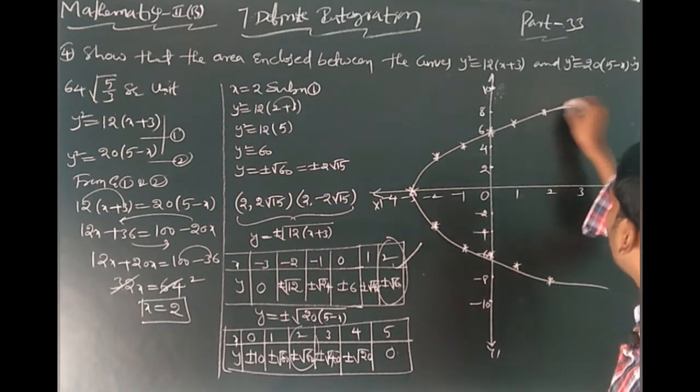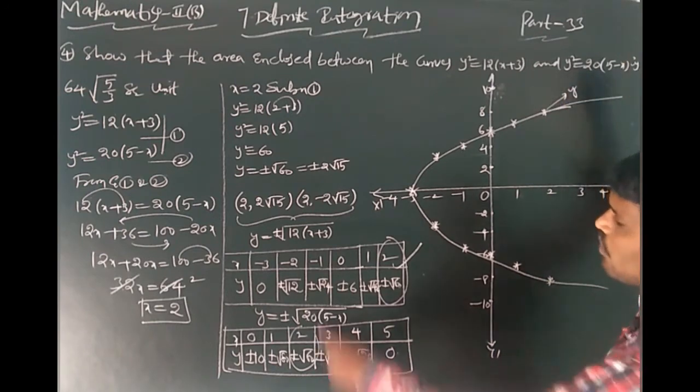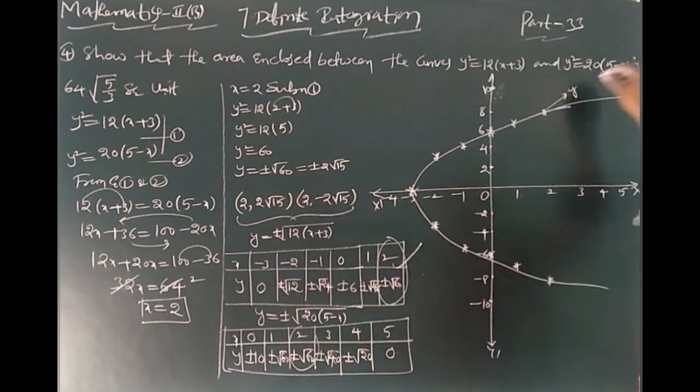What is this curve name? y square equal to 12 into x plus 3, or y is equal to square root of 12 into square root of x plus 3. You can write any one.